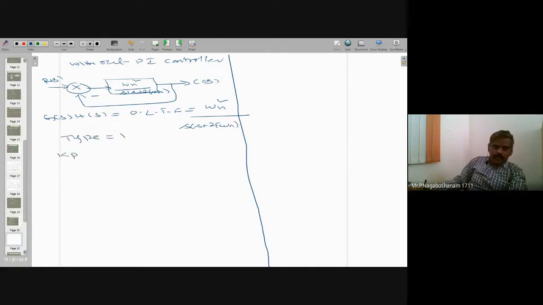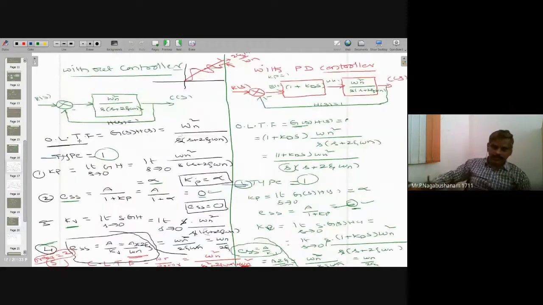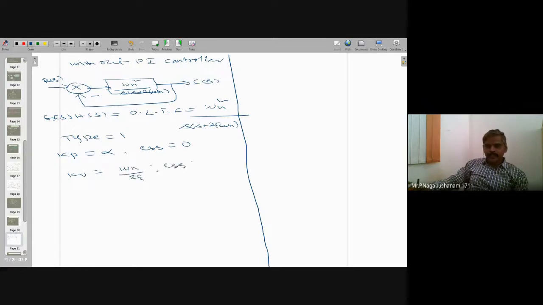Then Kp, I already gave the derivation part. I'm taking without controller, so you can take all the left side derivation. I gave the derivation part, and I'm taking the direct value here. Kp equals infinity, then I got ESS equal to 0. Then Kv equals omega n divided by 2 zeta. Then ESS equals 2 zeta A divided by omega n. There is some error.